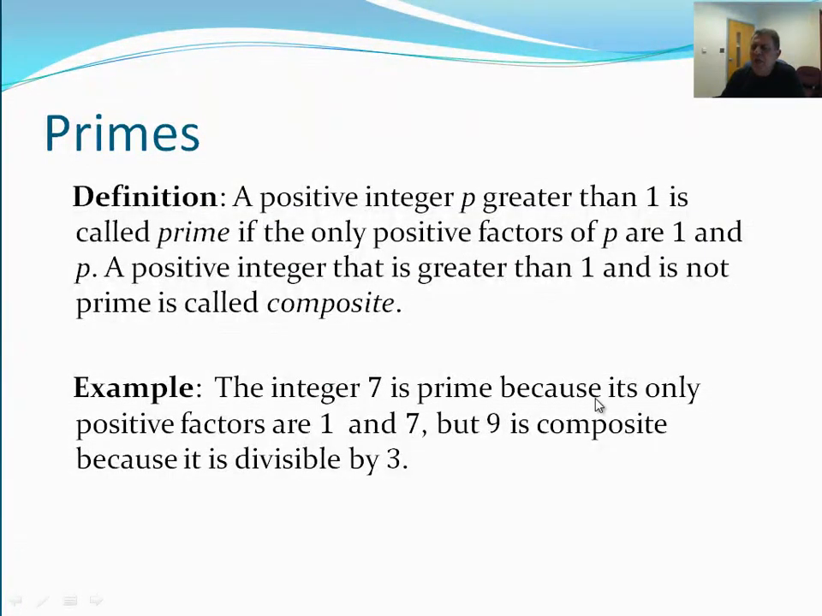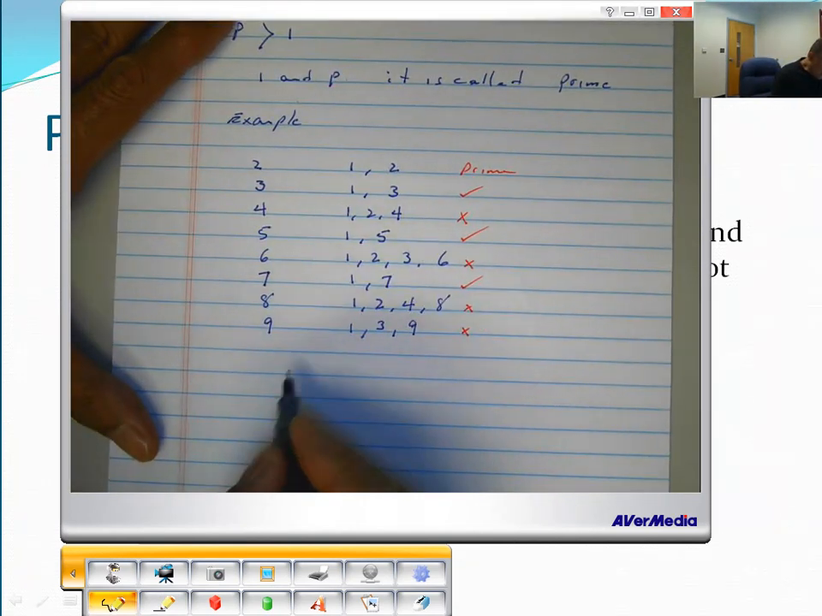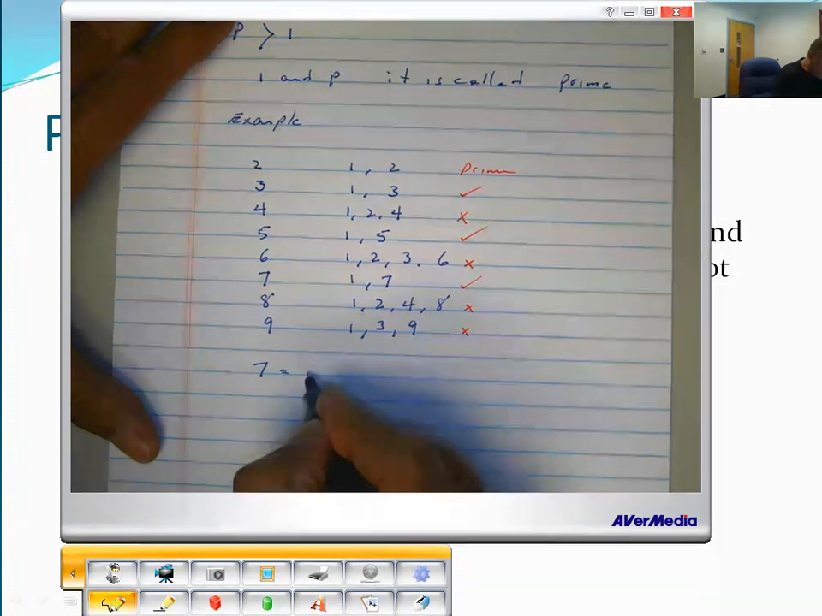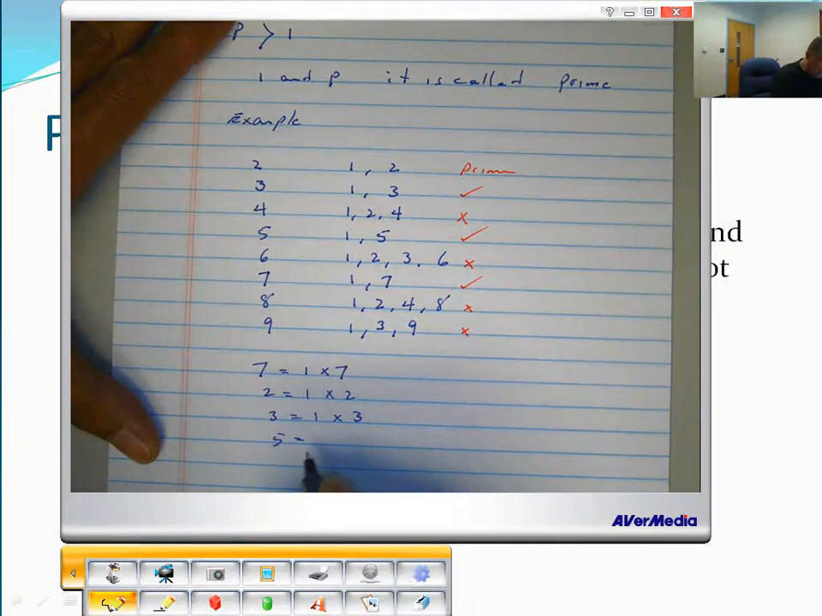So the integer 7 is prime because its only positive factors are 1 and 7. But 9 is composite because it's divisible by 3. What do we mean by factors? For example, for any prime number we should be able to write 7 equal to 1 times 7, 2 equal to 1 times 2, 3 equal to 1 times 3, and 5 equal to 1 times 5. So if a number is a product of only 1 and itself, it is a prime, as you see.